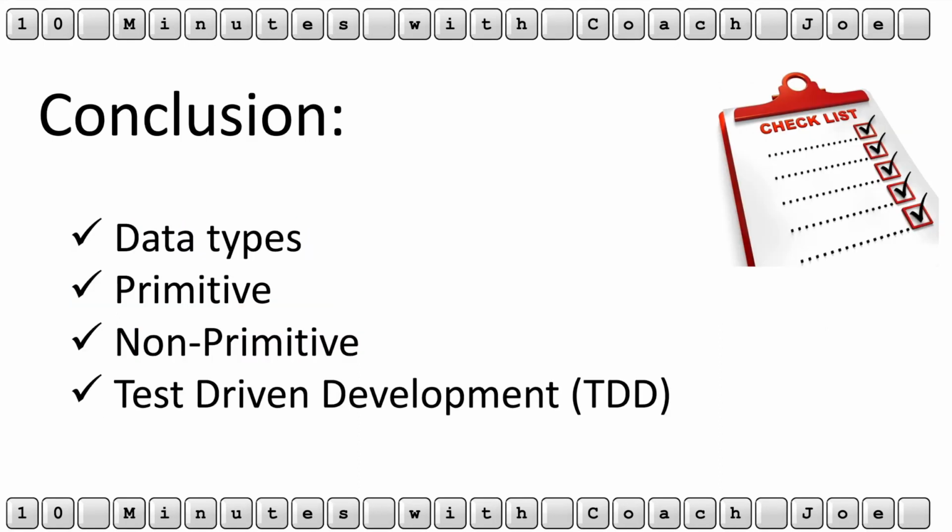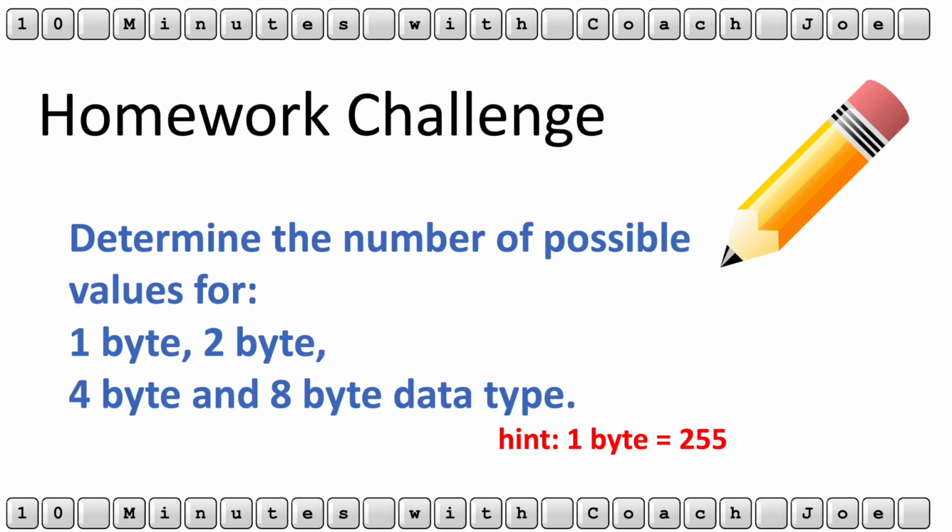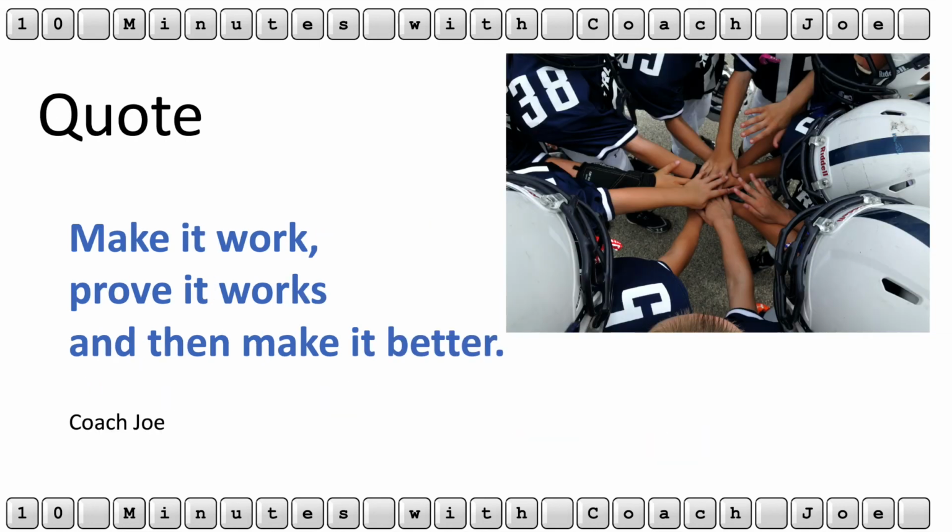You should now have a basic understanding of data types and know the difference between primitives and non-primitives. You were also introduced to the concept of test-driven development and should have a better understanding on the purpose of unit tests. Your optional homework assignment is to determine the number of possible values for a 1 byte, 2 byte, 4 byte, and 8 byte data type. In the next lesson, we'll discuss the data type for strings.